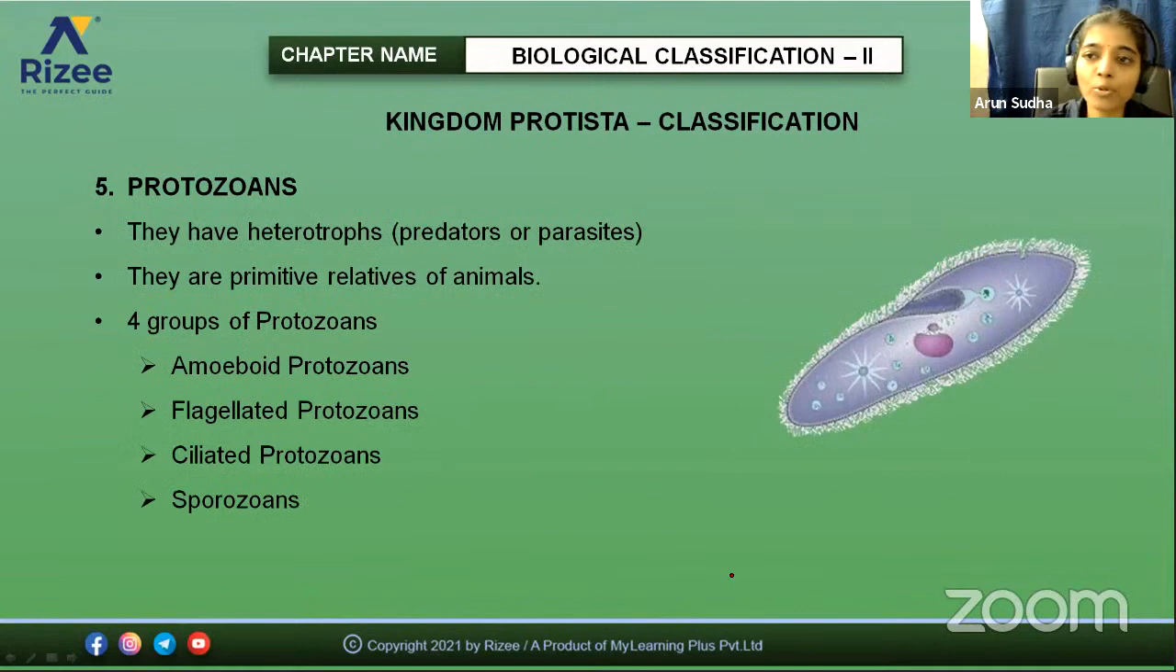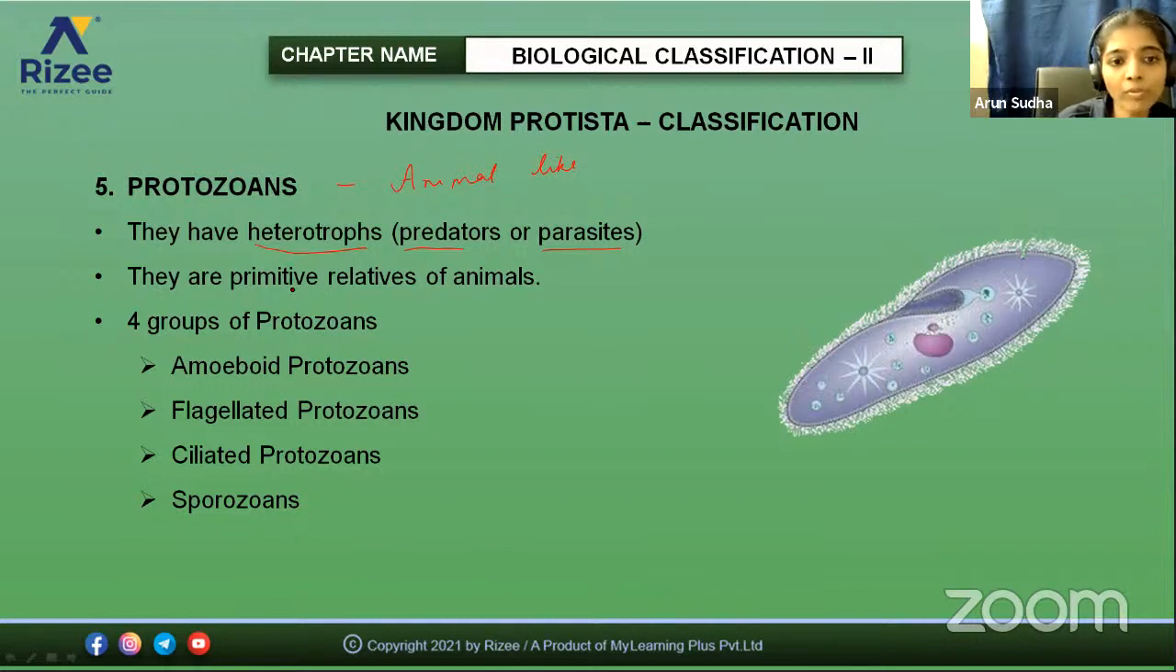Then next are the protozoans. We know that they are animal-like protists. Most of the animal-like features will be there in protozoans. They are heterotrophs, so they can't prepare their own food, and they may be either predators or parasites. Predator means they depend on other prey for their food; they catch other animals. Parasitic means they depend on living organisms, like many parasites, you would have known. They depend on host animals for food.